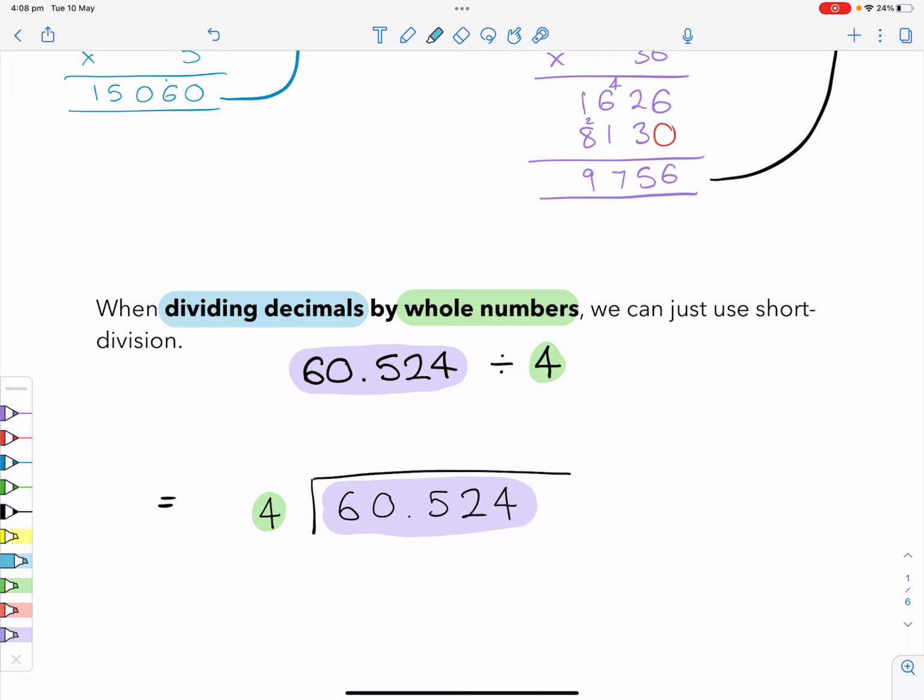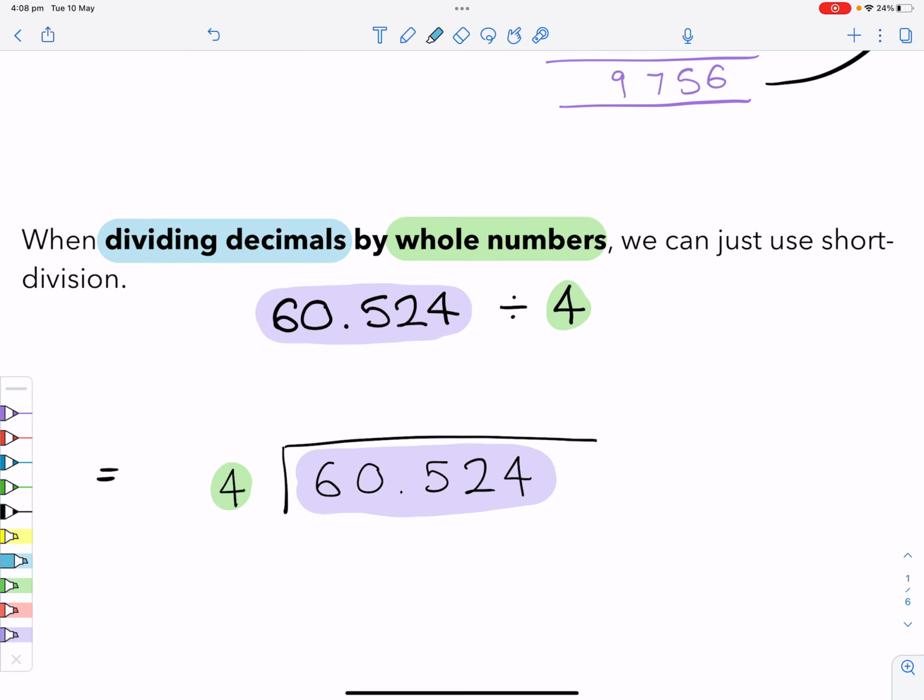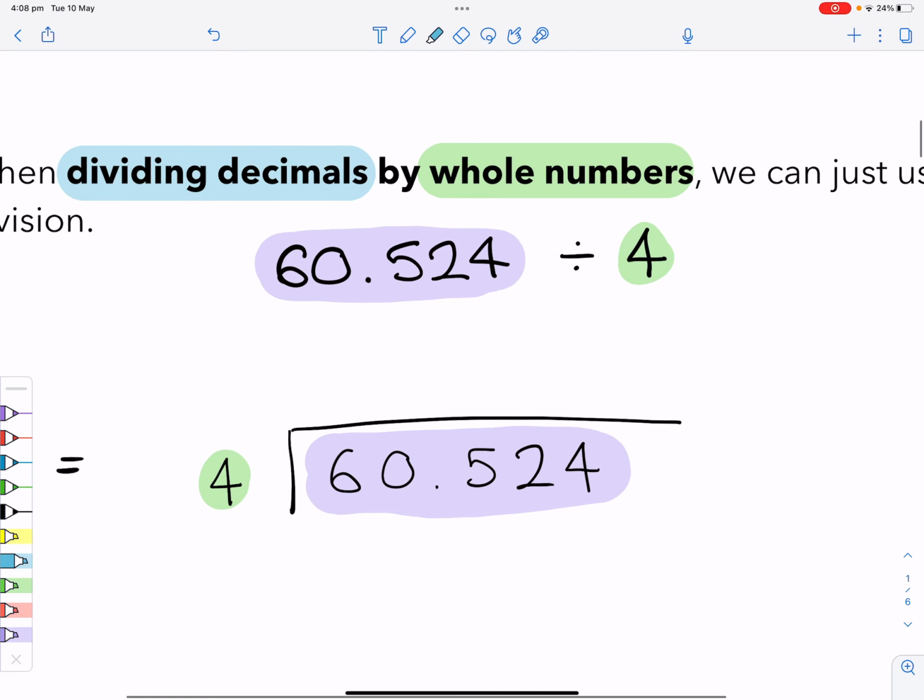So you just jump straight into it. So I've got this purple 524, and I'm going to divide it by 4. So does 4 fit into 6? It fits in there once with 2 remainder. 4 fits into 20 5 times with no remainder. Yeah, 5 times 4 was 20, yep. 4 goes into 5, fits there once. I've got to carry my decimal point up here, so there it is.